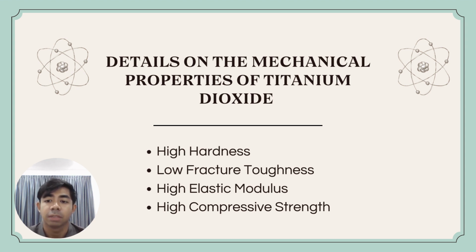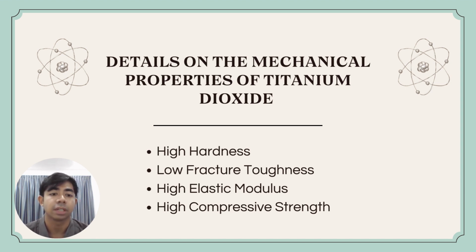Titanium dioxide exhibits a high hardness, which makes it resistant to wear and abrasion, and it varies depending on its crystalline form, with rutile having a higher hardness than anatase and brookite. The next one, titanium dioxide has low fracture toughness. It can be brittle and prone to cracking under stress. This property is influenced by its microstructure, with polycrystalline forms exhibiting different toughness levels based on grain size and phase distribution.